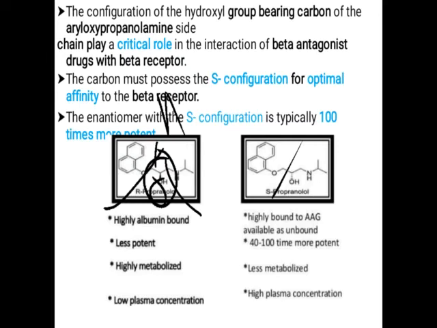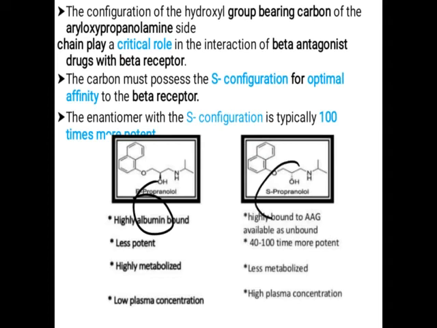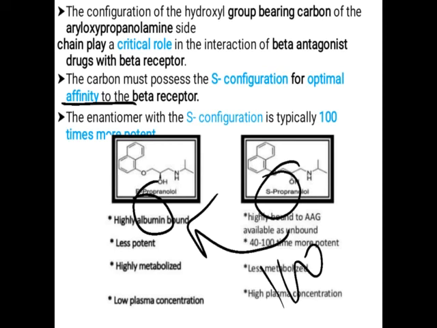If the carbon possesses S configuration, then there is optimal activity for the beta receptor, and the S configured drug becomes 100 times more potent as compared to the R configured compound. For example, they have given propranolol. So this is the R configuration, and this is the S configuration. The S configuration has optimum effectivity, so it is 100 times more potent. So this S isomer is 100 times more potent as compared to R propranolol.